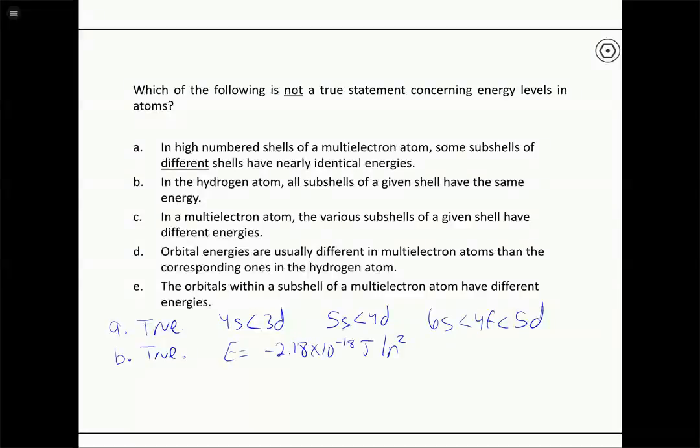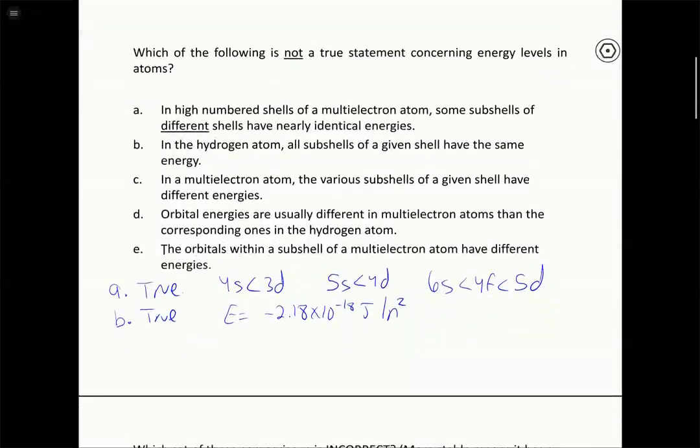And all of the subshells within a given value of n are at the same energy for hydrogen. So for hydrogen, 2s and 2p are at the same energy, but as we saw for multi-electron atoms, 2s is lower than 2p when you have more than one electron. So B is definitely a true statement.